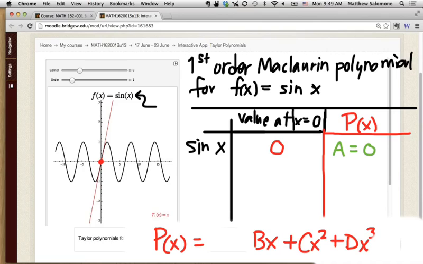But if I graph that function, p of x equals 0, then what does that function look like? If I graph it, it's just a horizontal line. So it doesn't really match the graph of sine of x very well, at least not yet. So if we want it to match more closely, what we can require is that not only does our polynomial match the value of our function at x equals 0, but it should also match the slope of our function at x equals 0.